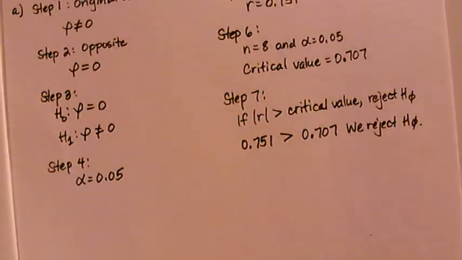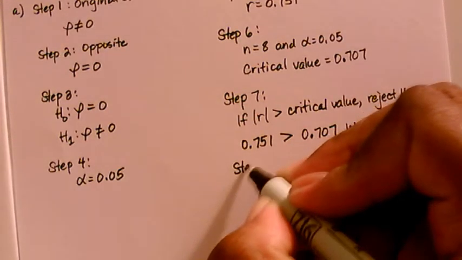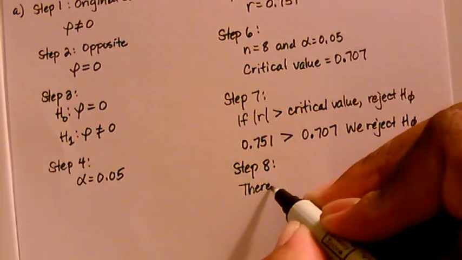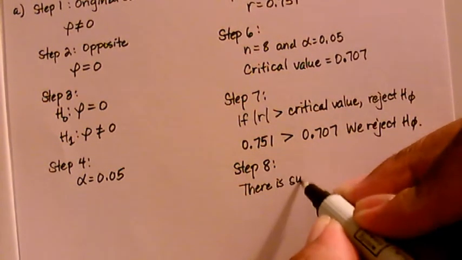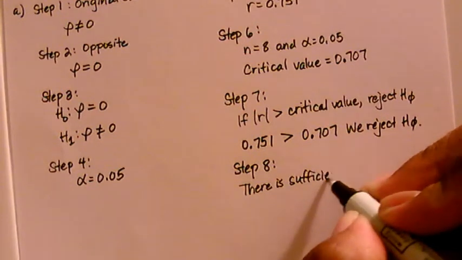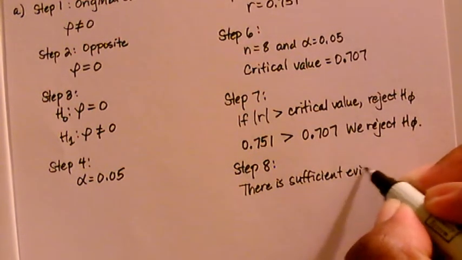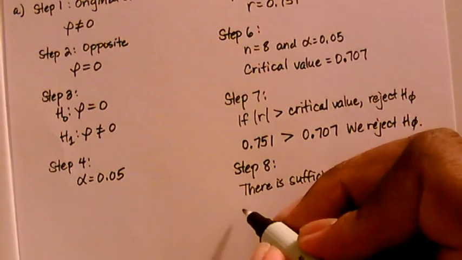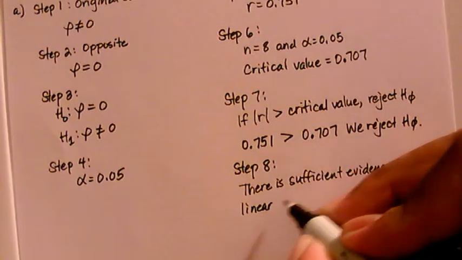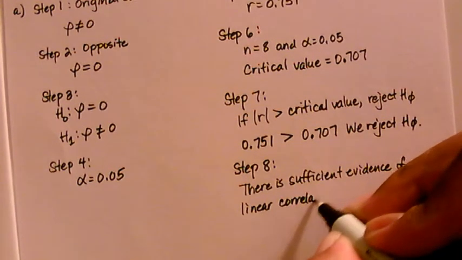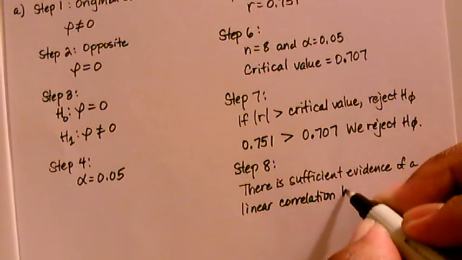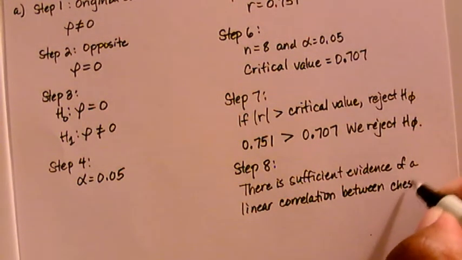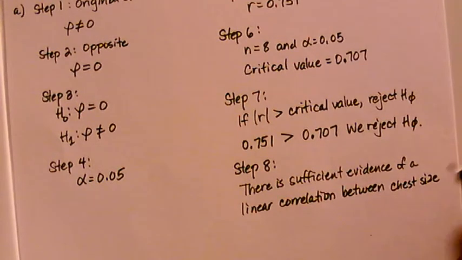And the claim was the alternative hypothesis anyway, so our conclusion would be this. There is sufficient evidence of a linear correlation between chest size and weight.